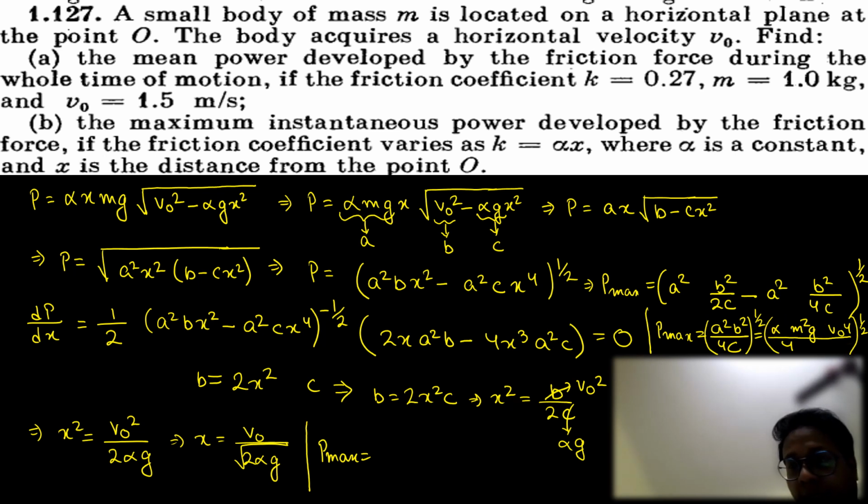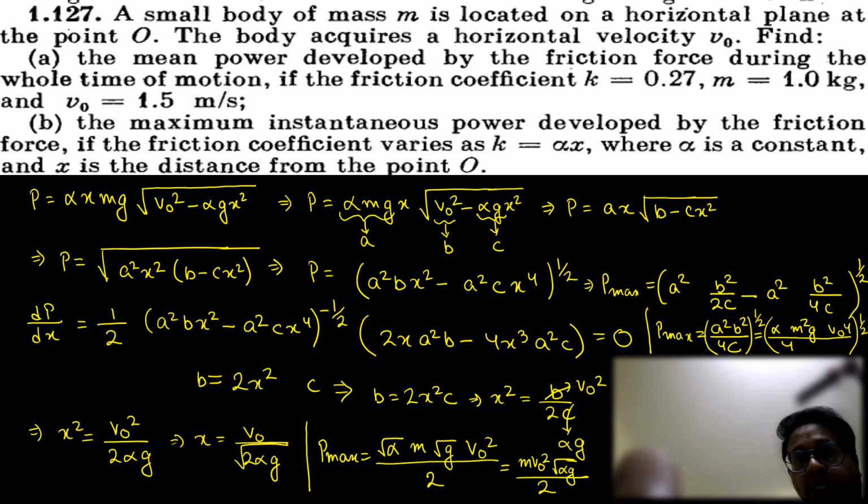It is under root of alpha, m square would become m, g would become under root g, v naught to the power 4 would become v naught square, by under root of 4. If I rearrange this, it is nothing but m v naught square under root of alpha g by 2. So this is the value of maximum power. This question is fairly simple.